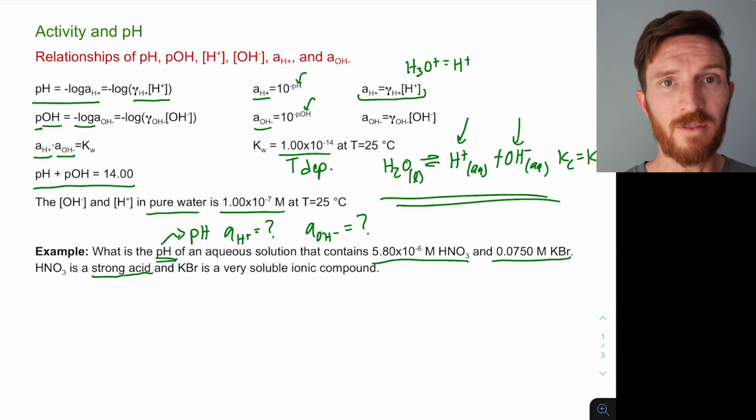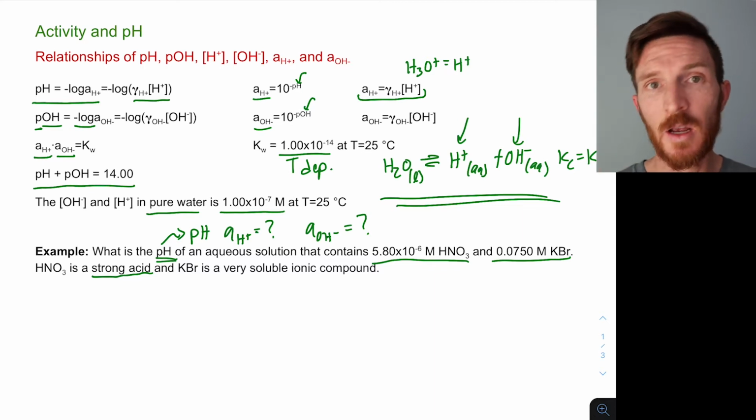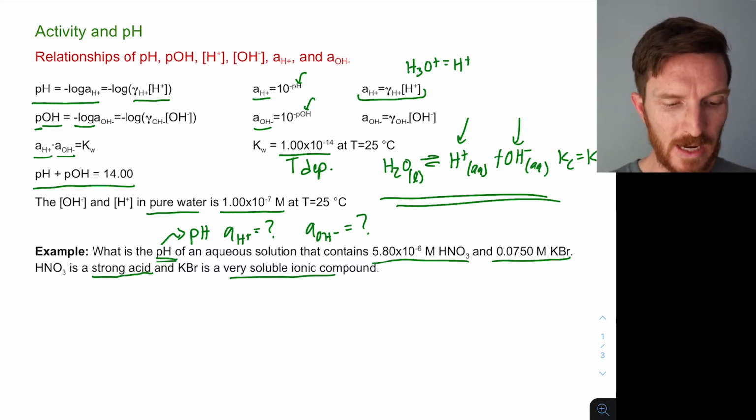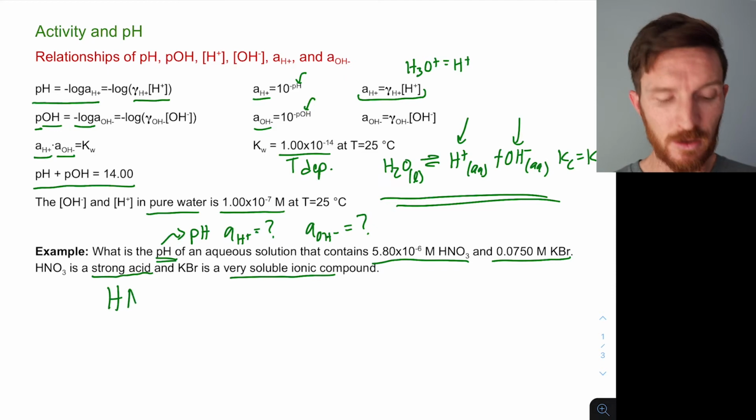If we look, we would find a Ka value that is small for that, and we would see that it is an acid that in water will be fully ionized. And then we have our potassium bromide, which is also very soluble. So what does that mean for us in solution for these two species?